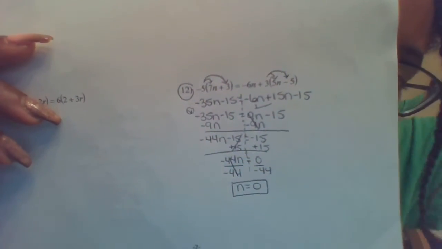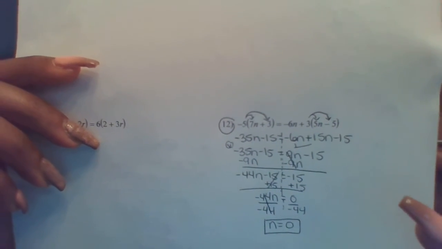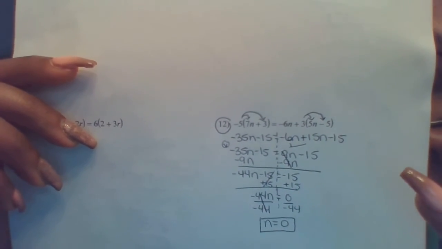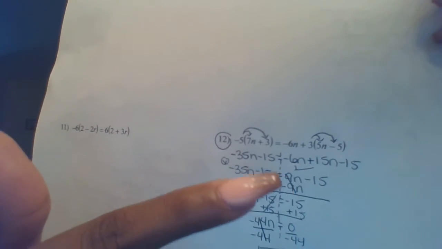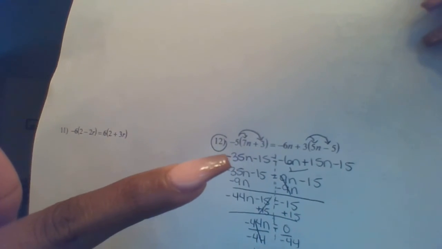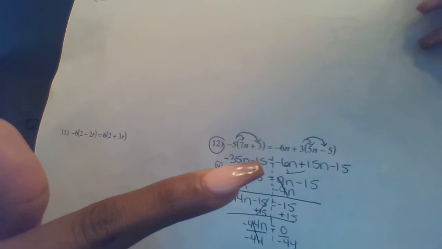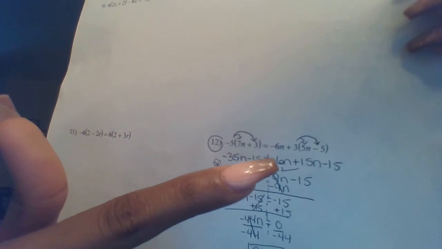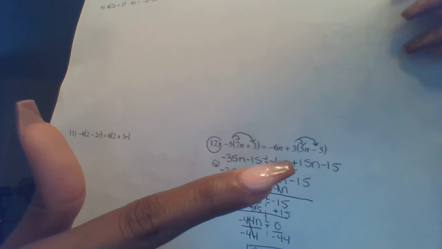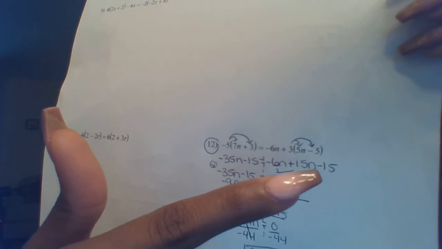Ooh, excuse me. 3 times, I believe that's a negative sign. Oh, yeah. So 3 times negative 5 gets us negative 15. So now in this line we have negative 35n minus 15 equals negative 6n plus 15n minus 15.